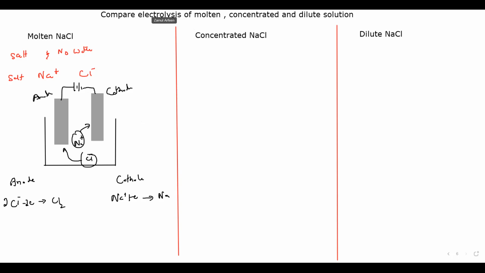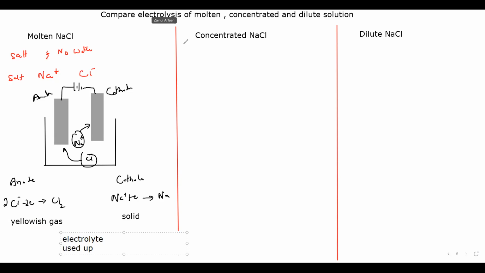So what is the observation? We'll see solid is formed, and because the chlorine gas is there, a yellowish green gas. I just wrote yellowish gas, but it will be yellowish green gas. And what happened to electrolyte? The electrolyte will be used up because you're not left with any sodium or chloride ion.